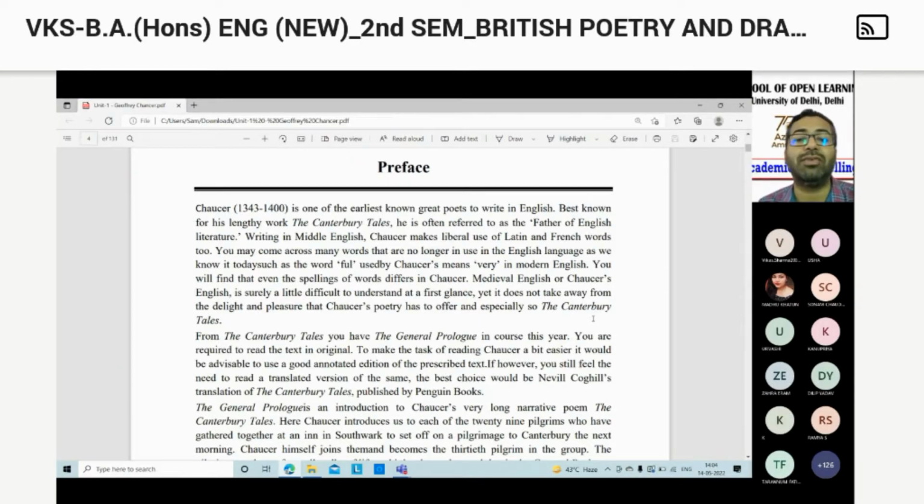You may come across many words that are no longer in use. When we read his poetry, you'll see that there are many words that are no longer used in the English language, as we know it today, such as the word full used for very.